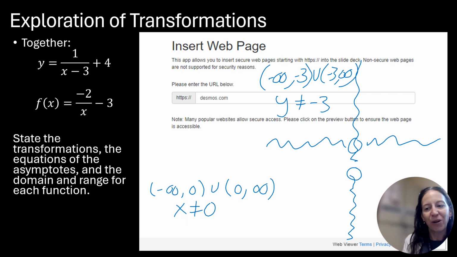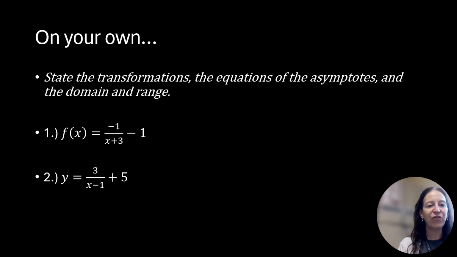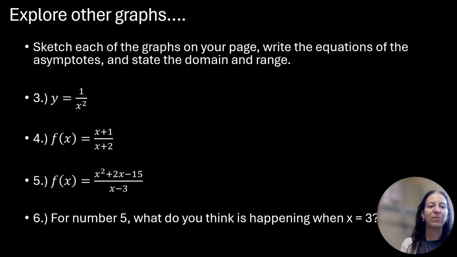Question 5 is going to do something kind of weird. And then question 6 is going to ask you to explore with that. So those are the 2 that are on your own. If you need to pause this, if you're trying to do this from home and you don't have the worksheet, go ahead and pause here and copy those down: transformations, equations of asymptotes, domain and range. Those are just like the one that I just did. And then these: sketch the graphs, write the equations of the asymptotes, and state the domain and range. You can pause the video here or rewind, do what you need to do to get that done.